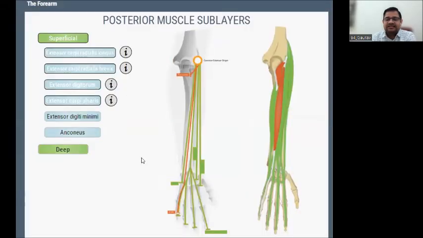Then comes the extensor digiti minimi. As the name means, digiti minimi means the smallest finger.